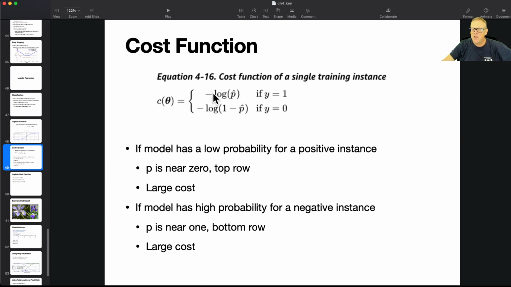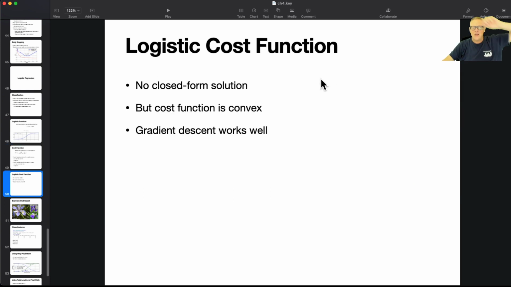So this will give you a high error for false negatives, where it's actually true but you thought it was false, and this is the opposite. If it was actually false but you called it true, so p was up near 1, then again you have a high cost. So this is a way to create a cost function of a single training instance for a classification task, where you're classifying it as true or false, and you know the right answer, whether it should be true or false. So that's the logarithmic cost function.